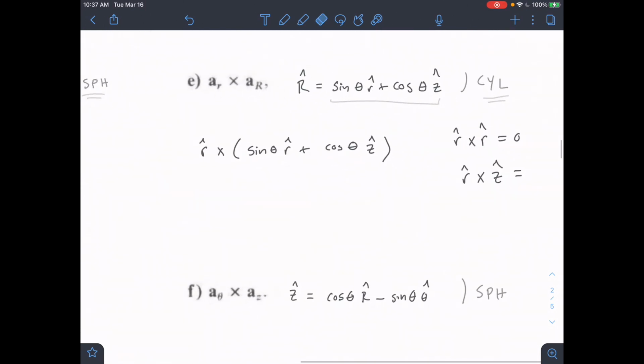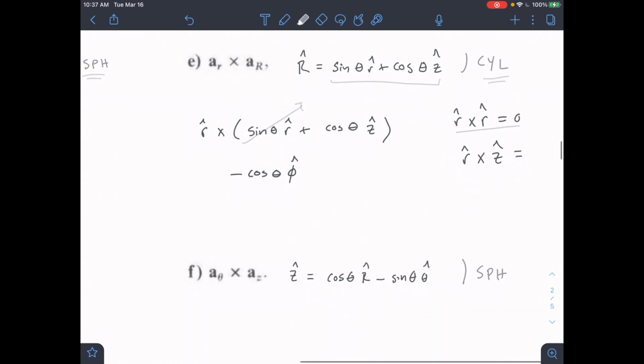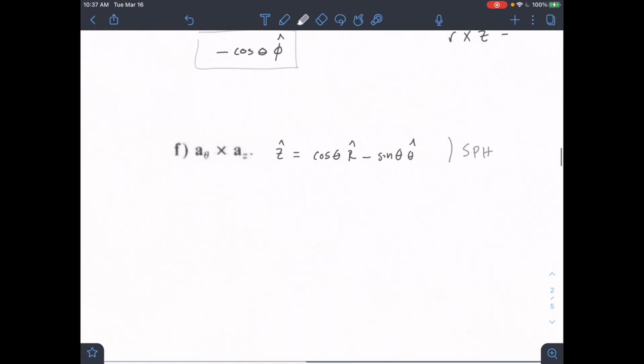So r crossed with z, negative phi, so we're going to end up with cosine, and then this guy cancels because of this, and then we're going to end up with cosine of phi cosine of theta, sorry, in the negative phi hat direction. I'm just checking that. Yes, that's correct. Okay, all right, and then doing our last one here.